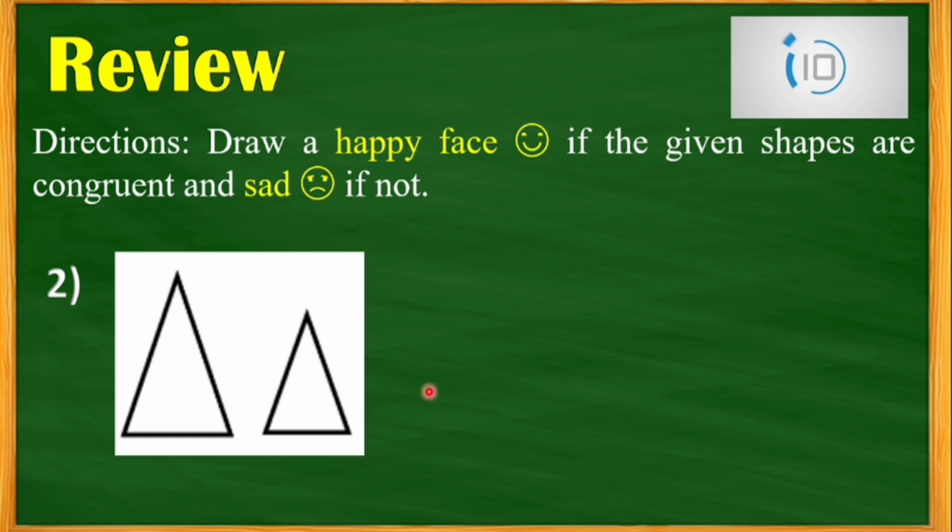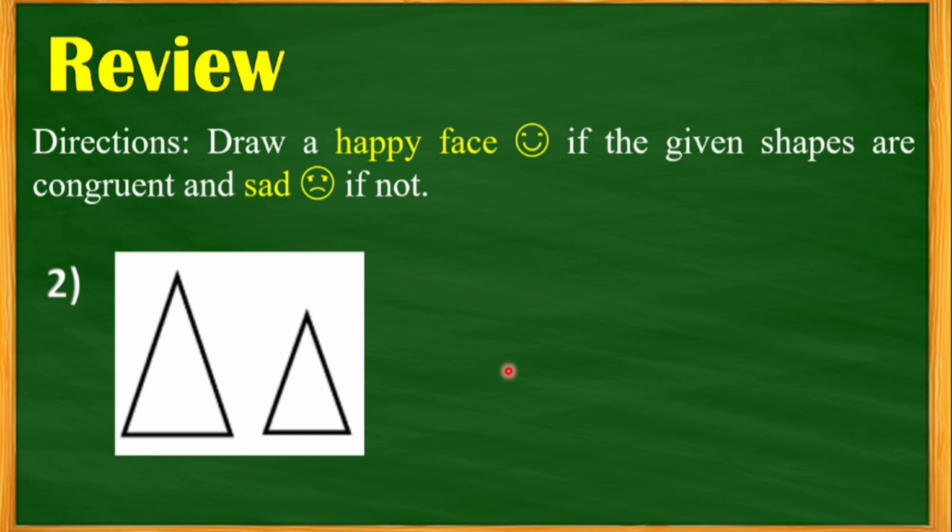Then for number 2, you're going to draw again a happy face or a sad face. You have 10 seconds. Your timer starts now. Identify if it's congruent or not. Okay. Time's up. The correct answer for number 2 is sad face. They are similar in shape, but they are not similar in sizes. So, they are not congruent.